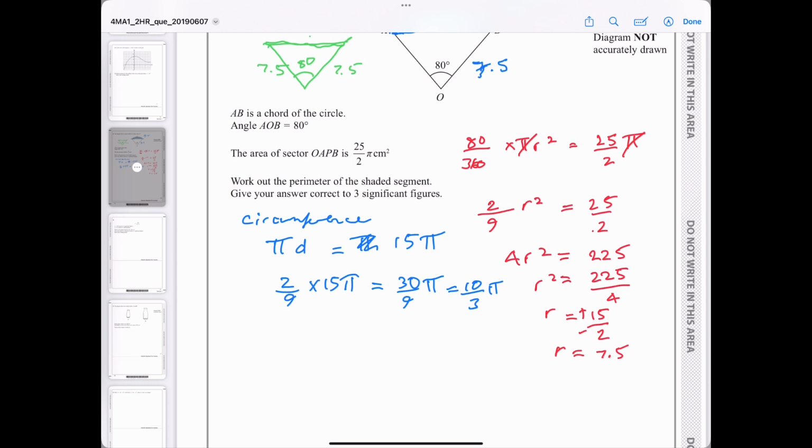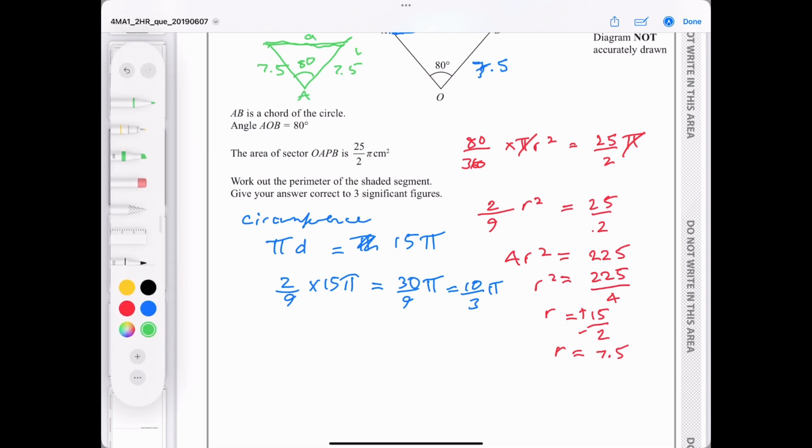So this is little a, this is big A, that's B and that's C. So the cos rule is little a squared equals b squared plus c squared minus 2bc cos A. So we have all of that information. So a squared equals 7.5 squared plus 7.5 squared minus 2 times 7.5 times 7.5 times cos 80.